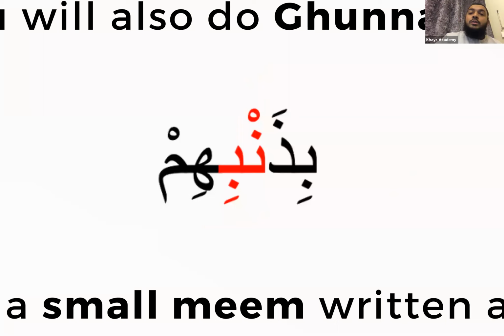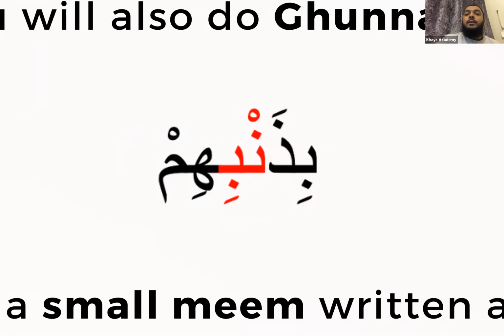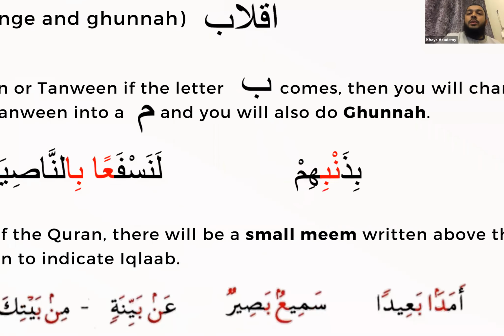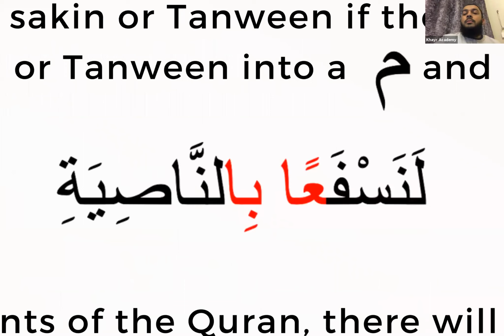Okay, so this was an example of noon sakin. Let's go to the example of tanween. This is the example of tanween. This is in Surah Iqra Bismi. Okay, Surah Alaq, Iqra Bismi. This is the first surah revealed, the first revelation. Okay, now in here we have tanween. Let me go to blue. Okay, in here we have tanween.